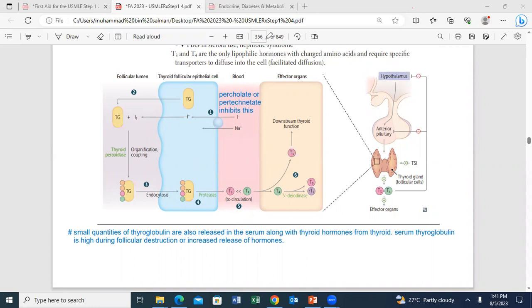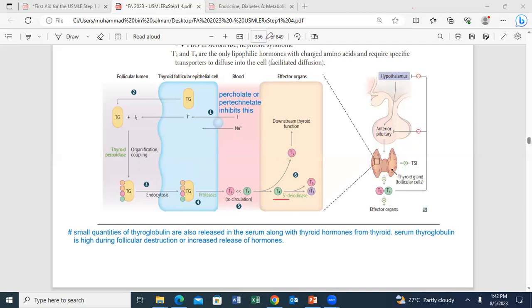But among these two, T4 and T3, T3 is a more potent hormone. It has more functional significance. As you can see, T4 is released in a quantity much higher than T3. So in the periphery, in the effector organs, this T4 is converted into T3, since T3 has greater significance in functionality. The enzyme used for this is 5'-deiodinase.